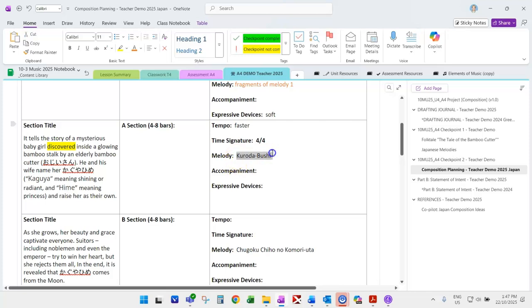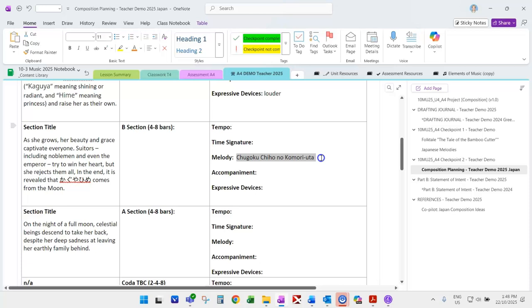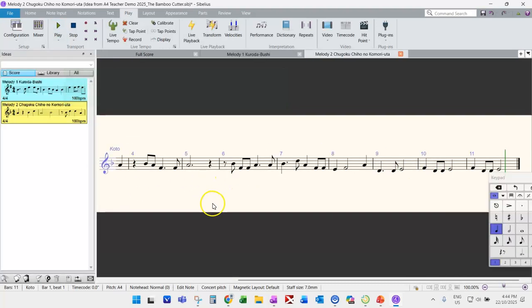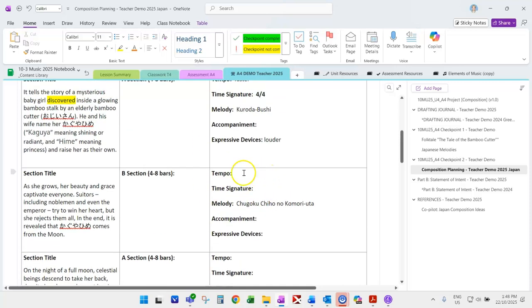And then we're going to do the actual melody. We haven't answered these questions yet, but I suspect it'll be a little bit louder at this point here. We decided on this melody for the middle section where it's getting quite exciting. You can see I haven't finished this, but I suspect this will be faster. The time signature is still 4/4.